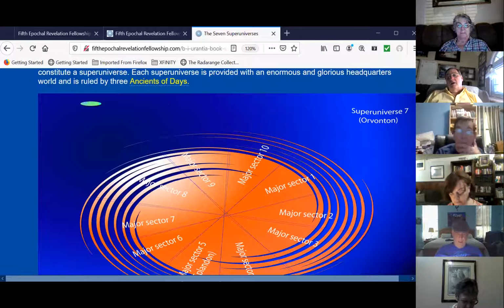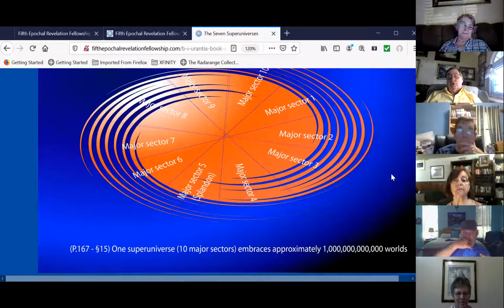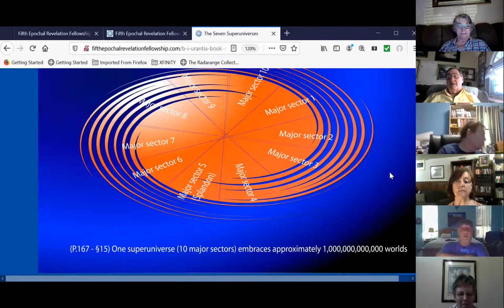Now, this is a picture of Orvanton, the 7th super universe. And notice how it's divided into 10 major sectors, right? Each one of these things fit inside the other. So this is the 10 major sectors of super universe number 7. It says at the bottom, 1 super universe, 10 major sectors, embraces approximately a trillion worlds.